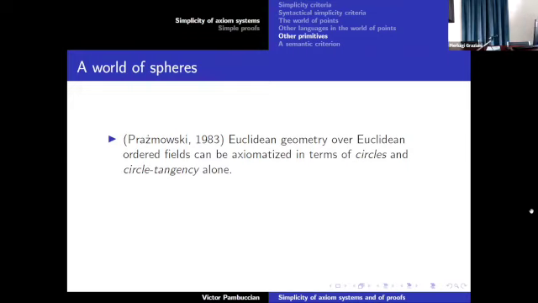What about if we move away from lines and we allow circles, spheres, these to be our variables? So the pioneering paper here was in 1983 by Krzysztof Rażmowski, who showed that Euclidean geometry over Euclidean ordered fields can be axiomatized in terms of circles and circle tangency alone.